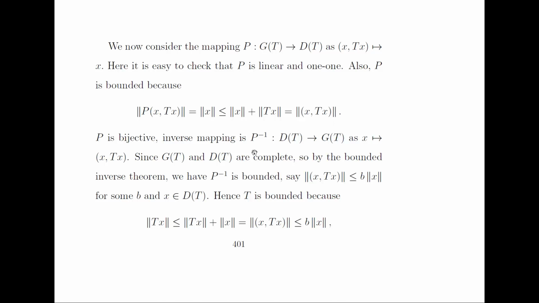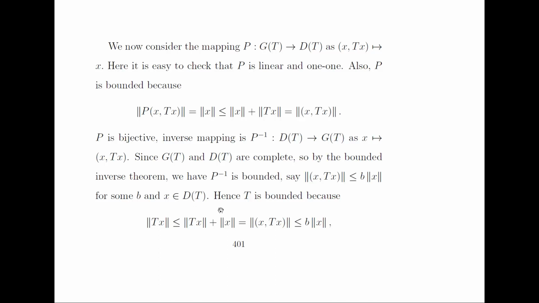The inverse mapping is defined as P inverse from the domain of T to the graph of T. Since the graph of T and the domain of T are complete, by the bounded inverse theorem, P inverse is bounded. Say the norm of (x, Tx) is less than or equal to B times the norm of x for some B, and x belongs to the domain of T.